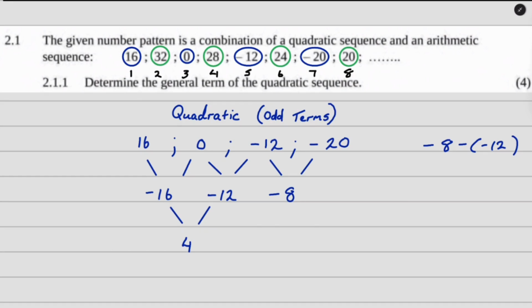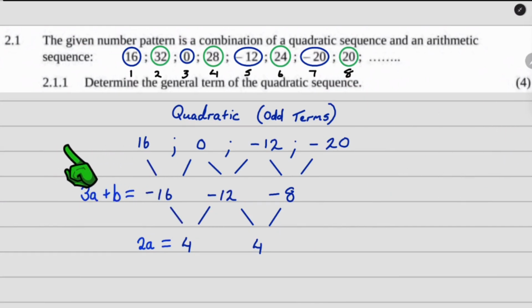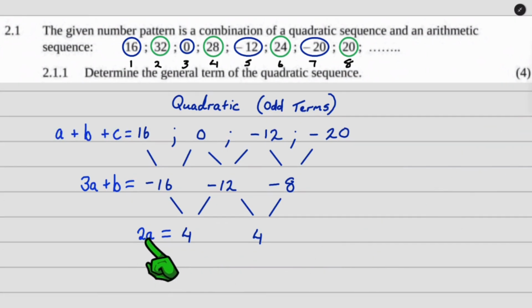It's constant. Alright, now I'm going to set up my three formulas. Now these three formulas are not on the formula sheet, so you have to know them off by heart. So the first formula at the bottom here is 2a equals this number. The formula in the middle is 3a plus b equals the first one here. And the third one is a plus b plus c equals the first one at the top here. Once that's out the way, I'll solve them from the bottom up.